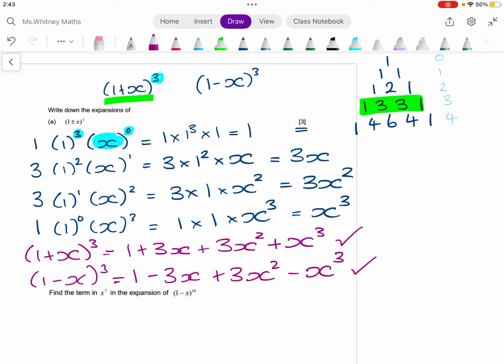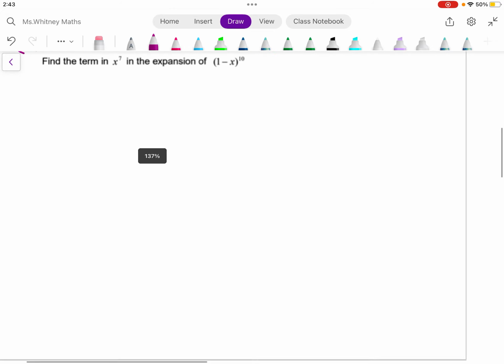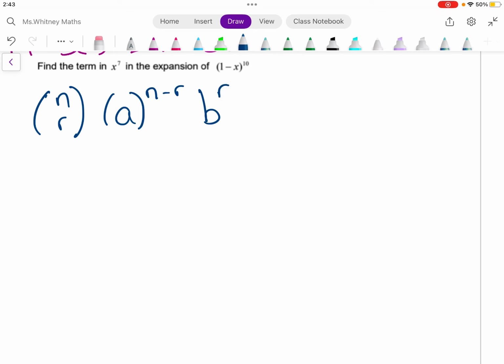Okay, I'm going to work on to the next one here, and I'm going to show you a different method instead of writing out the Pascal's triangle and going through it. Now, you will have the formula. If you haven't done this one yet, pause the video. Okay, so let me write this down. We can use the formula n choose r, and then we have our a to the n minus r and b to the r here.